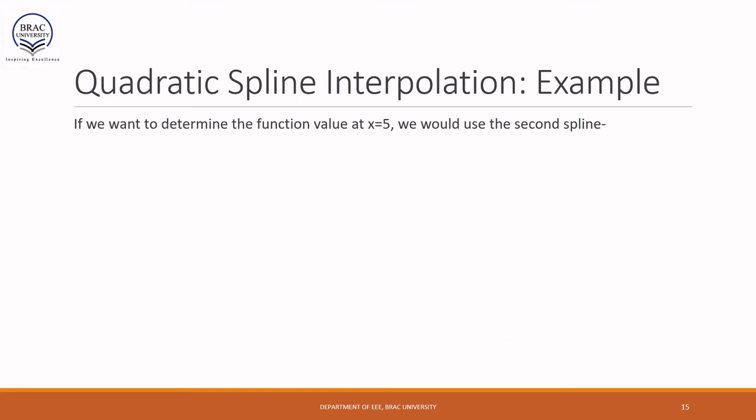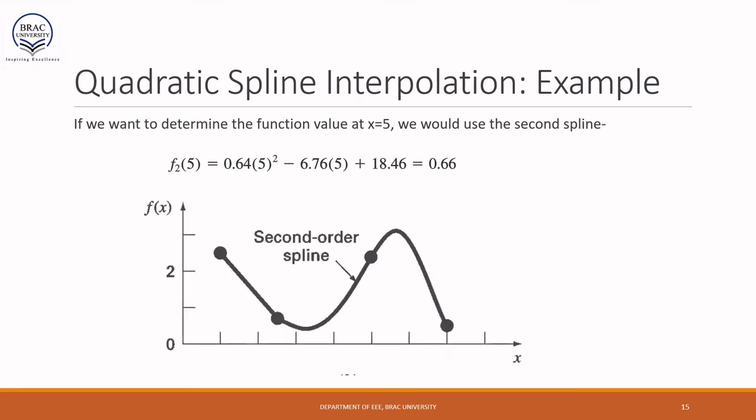Now let's say I want to find the value at x equal to 5. x equal to 5 is within the second interval, so I need to use the second spline interpolating function. If I substitute x equal to 5 into the second interpolating polynomial, I would get something like this, and the result is 0.66. That is the result at x equal to 5. I just use the second interval because x equal to 5 is situated in the second interval.